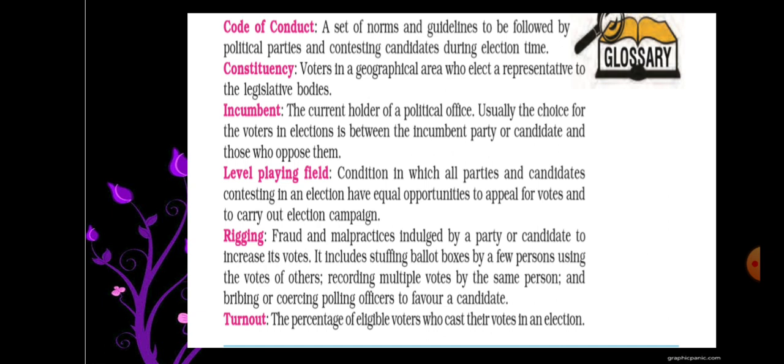Then rigging. What is rigging? Rigging means fraud and malpractices indulged in by a party or candidate to increase its votes. Then turnout. Turnout means the percentage of eligible voters who cast their votes in an election.